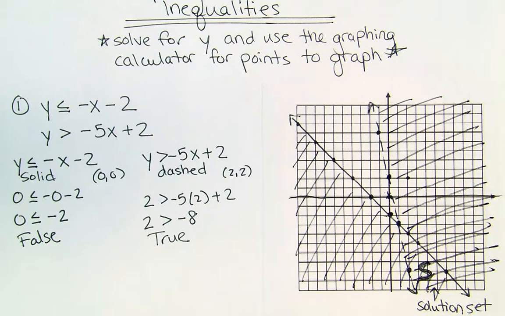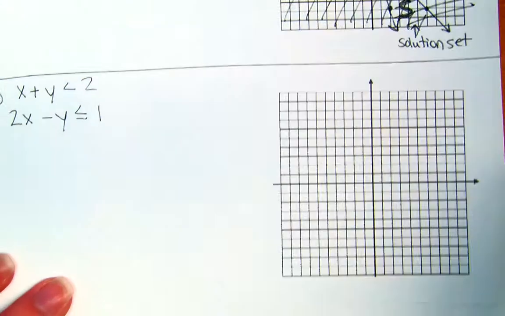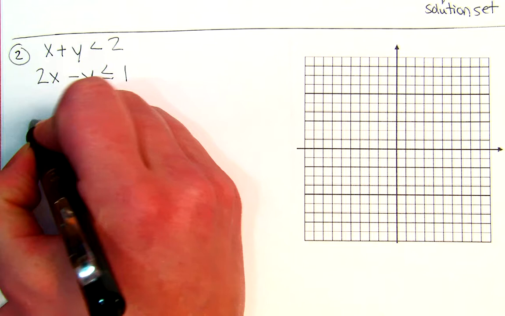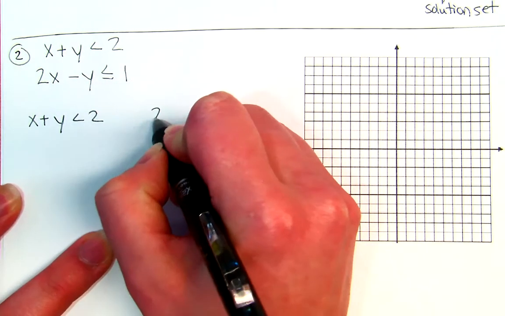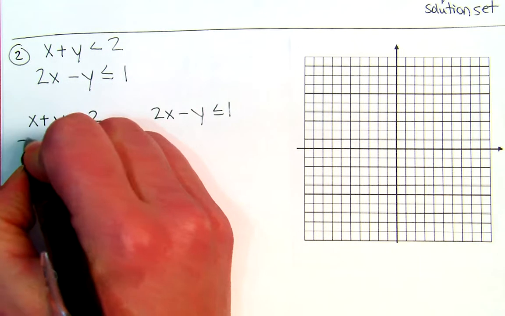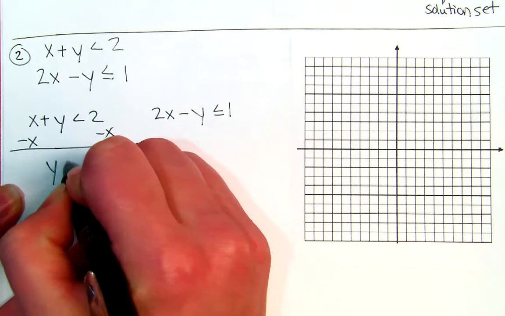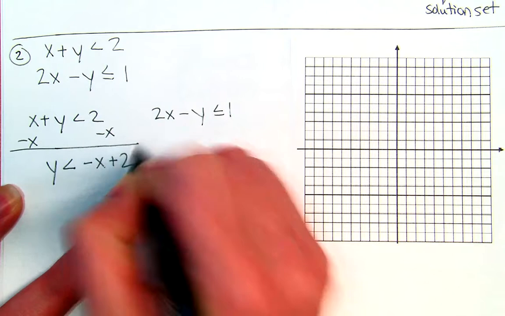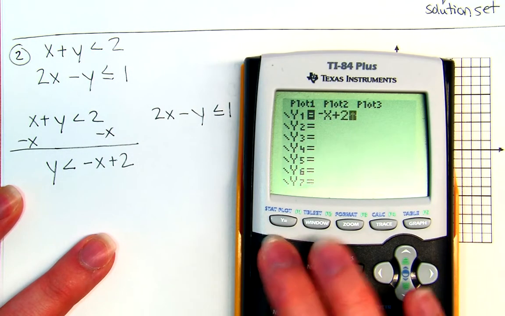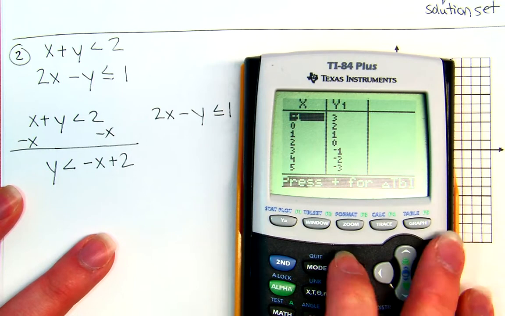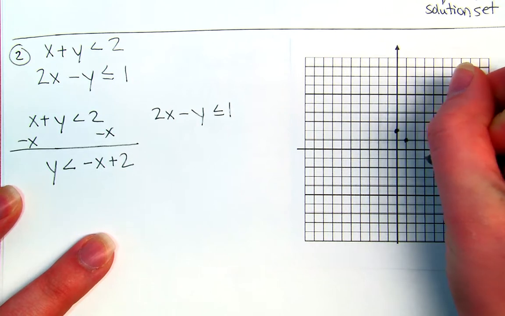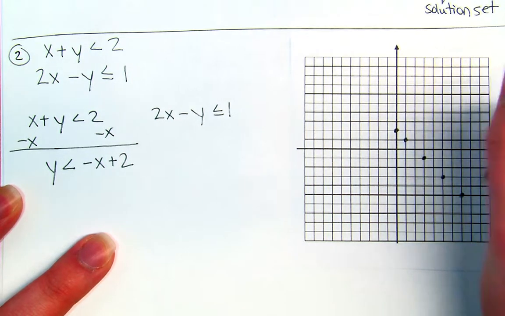Okay, so let's take a look at example number 2. Okay, so example 2 has two inequalities, neither of which are solved for y. So I'm going to separate them so I can focus on graphing one at a time, and I also need to solve both for y. So I'm going to start with the first inequality. I'm going to subtract x from both sides, and I'm left with y is less than -x plus 2. So now I'm going to go back to my graphing calculator, type it in, and determine some points that I need to plot. Okay, so here are some points that are going to work for this boundary line.